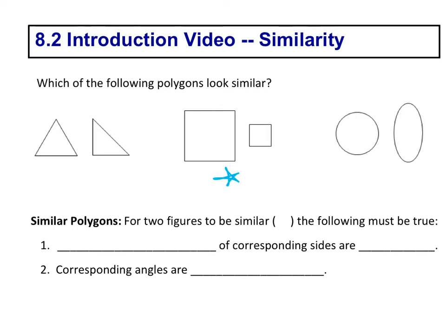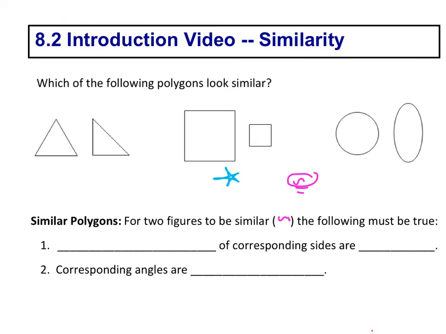So, similar polygons. For two figures to be similar, and here's our little symbol for that. It's kind of like, you know how we have a congruency symbol? It's that top little squiggly. That's what we use to denote similar. So for two figures to be similar, the following must be true.